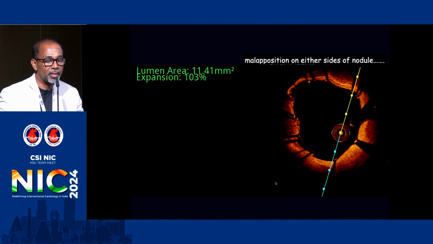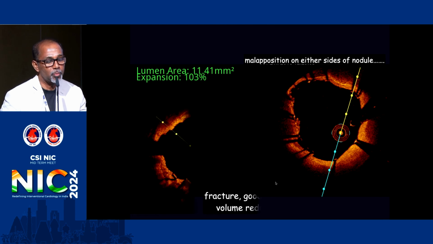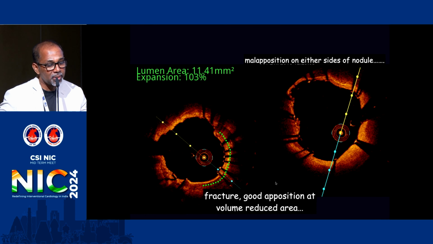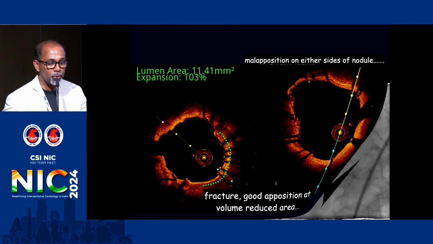So, in this particular area at the 9 o'clock position, you could see a small amount of nodule protruding. On either side of the nodule, you can see that the stent is not well apposed. We finally decided that, but again, you could see in this image also that at the area where you have a significant amount of volume reduction, the stent is very well apposed to the vessel wall. But at the 7 o'clock position, you can see that there are areas of cracks in the nodules also.